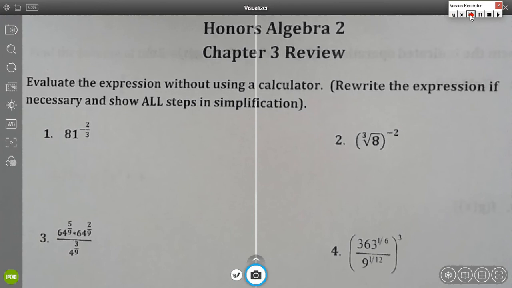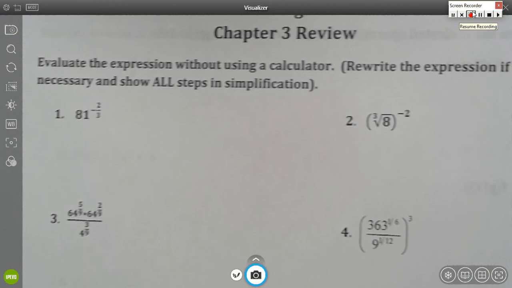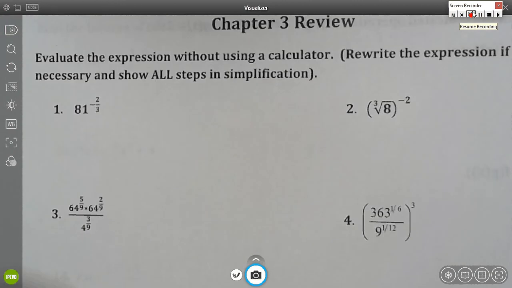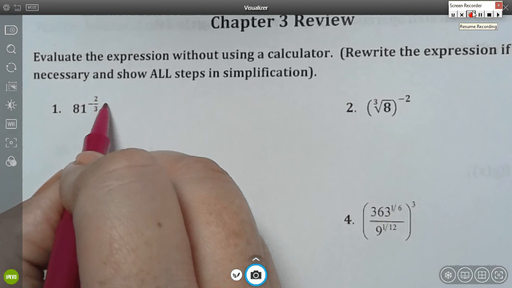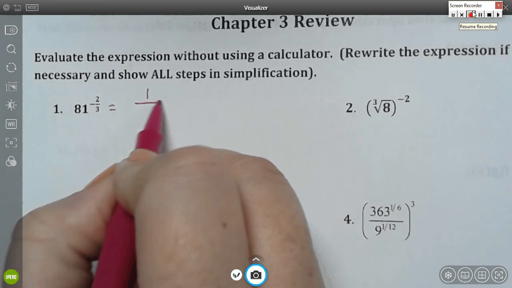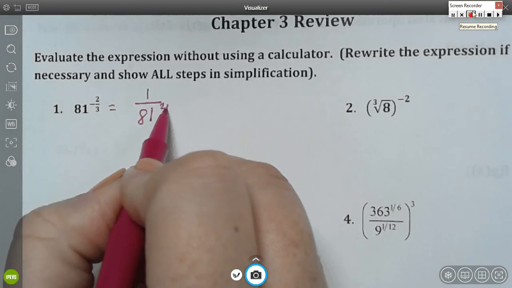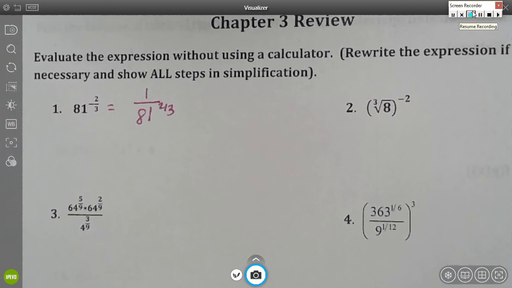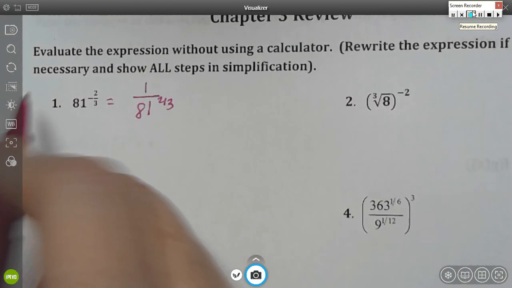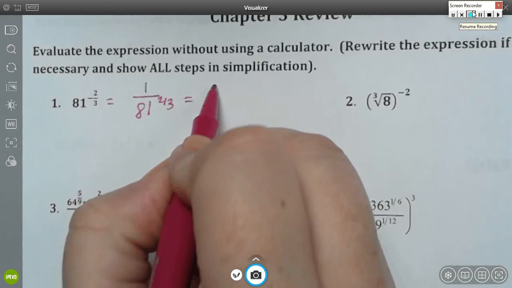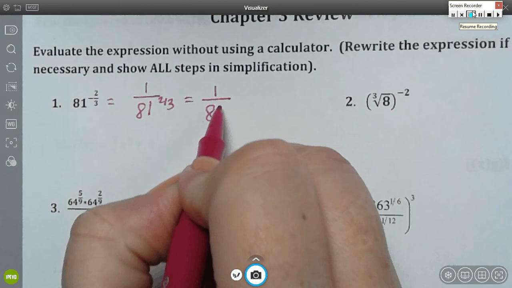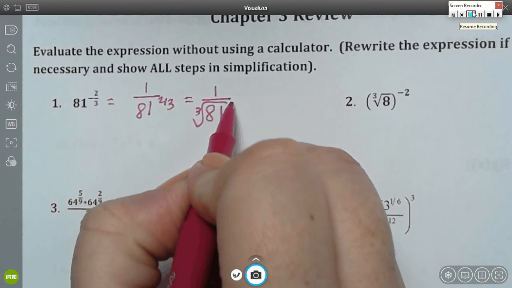All right, we're looking at chapter 3 review. Number 1, 81 to the negative 2/3. So the negative exponent, of course, tells us that we need to flip. And so now I need to look at simplifying 81 to the 2/3. So I'm going to change the form. So that would be the cube root squared.